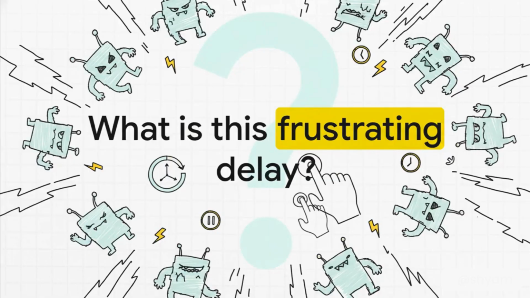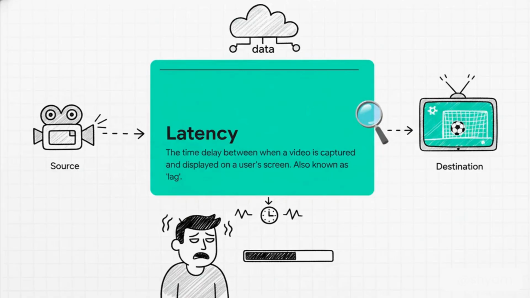So what is this digital gremlin that spoils big games and makes our online chats feel so awkward? What is actually happening in that split second between an event happening somewhere in the world and you actually seeing it on your screen? Well, this culprit has a name: latency. You probably know it by its more infamous nickname, lag. To put it simply, latency is just a measurement of delay. It's the time it takes for data to make the journey from its source, say a camera at a stadium, all the way to its destination, which is your screen.